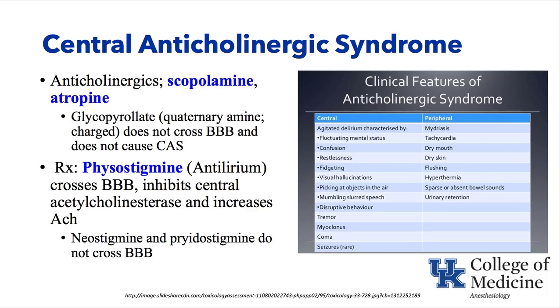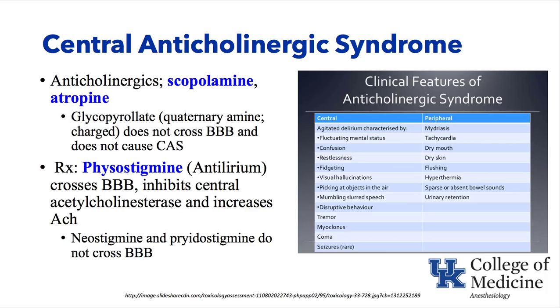That's the patient with central anticholinergic syndrome who can be treated with the drug physostigmine. Another name for it is antilirium. Physostigmine, unlike neostigmine, can cross the blood-brain barrier, and it will inhibit central acetylcholinesterase enzyme. And then, if it inhibits that, it can increase the acetylcholine in your brain and counteract the effects of it being blocked with scopolamine or atropine.